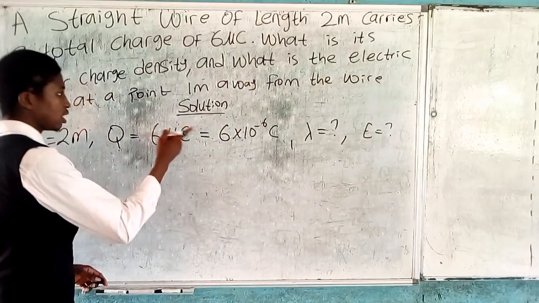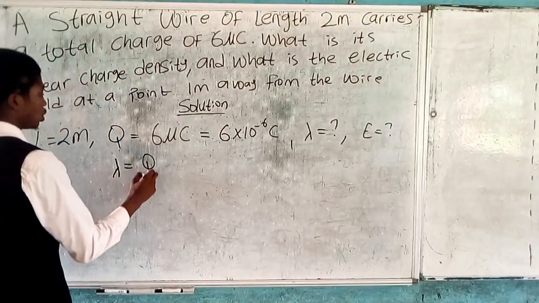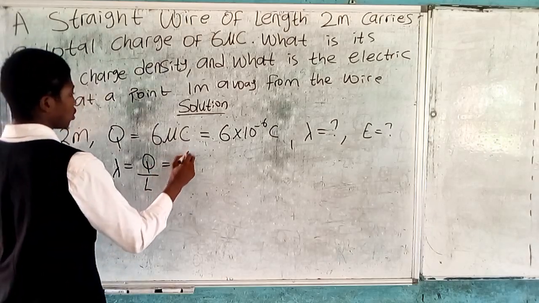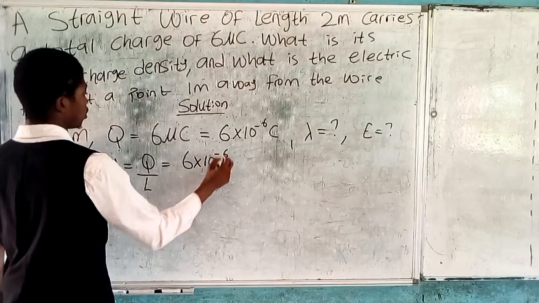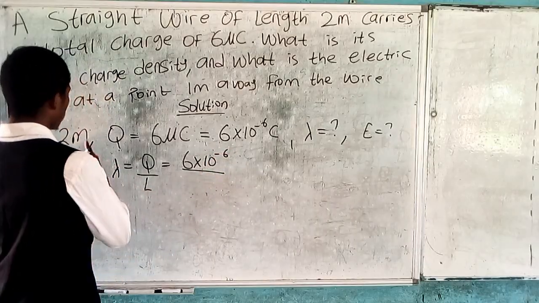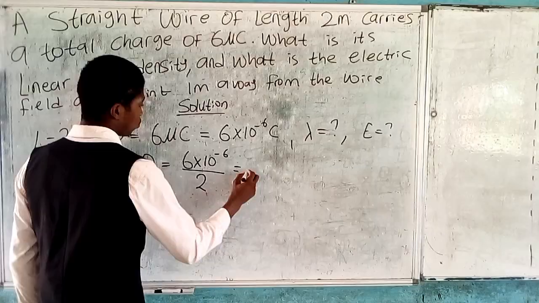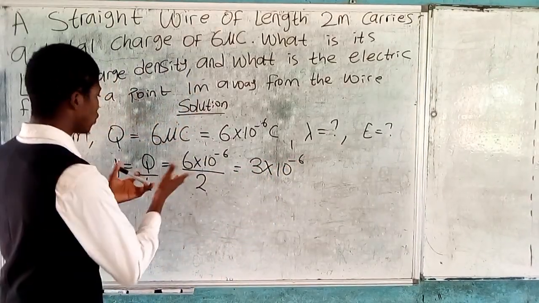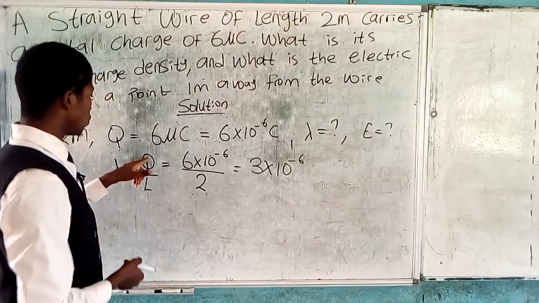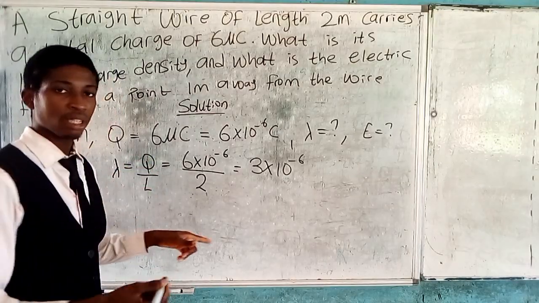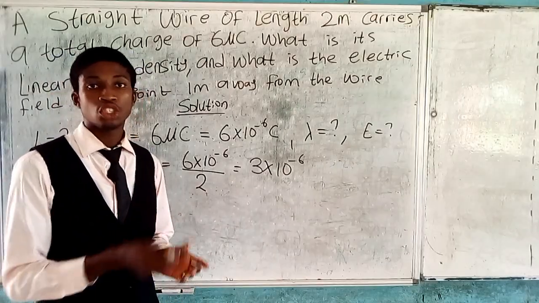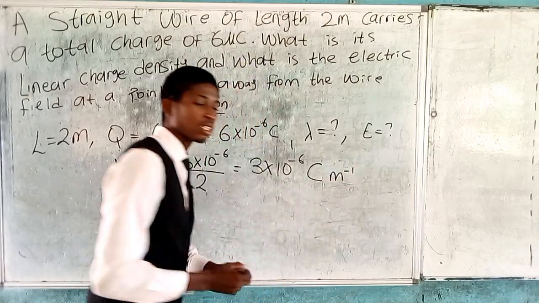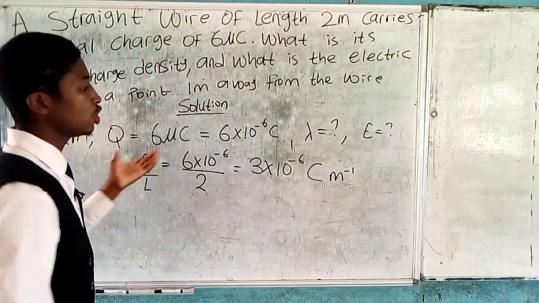Now, for linear charge density, which is the charge per unit length of the wire, right? So the charge is 6 times 10 to the power of negative 6, all divided by the length, which is what? 2 meters. That will give us what? 3 times 10 to the power of negative 6. Now we can guess the units for linear charge density. It's simple. Charge is in coulomb and length is in meter. So the unit for linear charge density is coulomb per meter. And that is the answer for linear charge density.